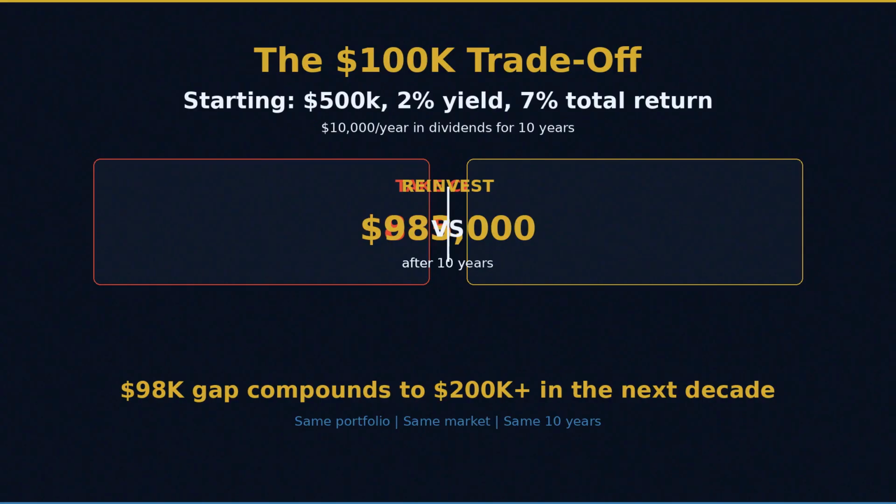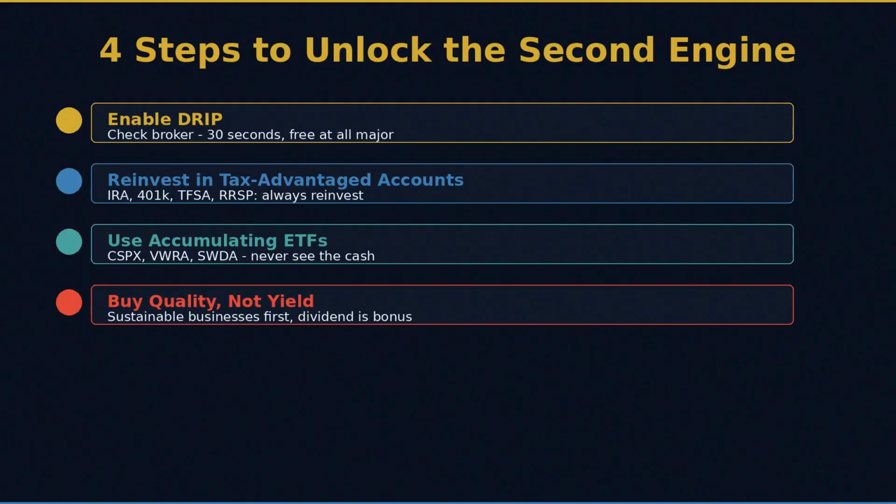Step 4. Never buy a stock purely for its dividend yield. A high yield can signal a company in distress, and a dividend cut destroys more value than the yield ever added. Buy quality businesses with sustainable competitive advantages. Let the dividend be the bonus engine on top of the compounding that quality delivers over time.